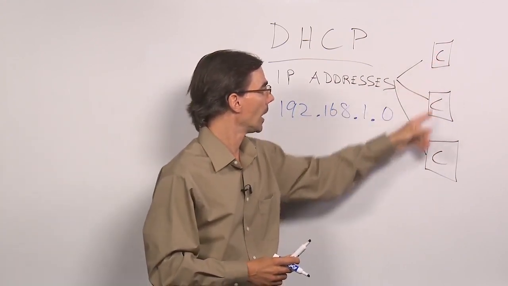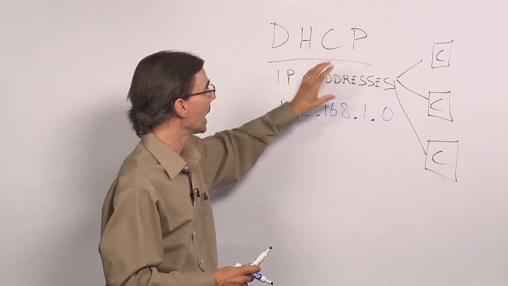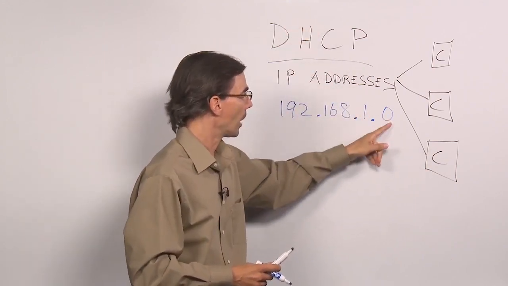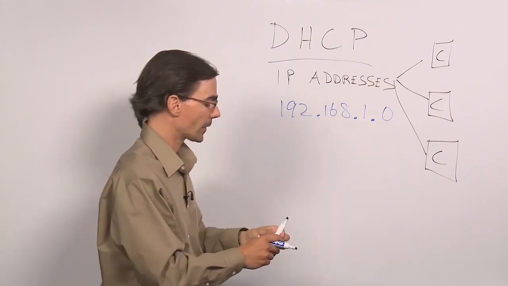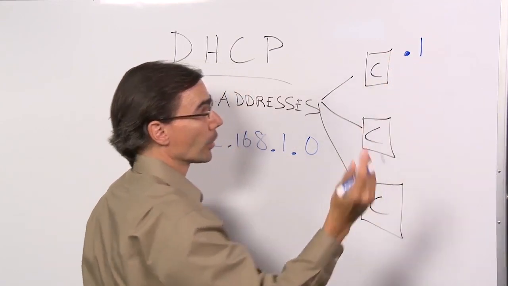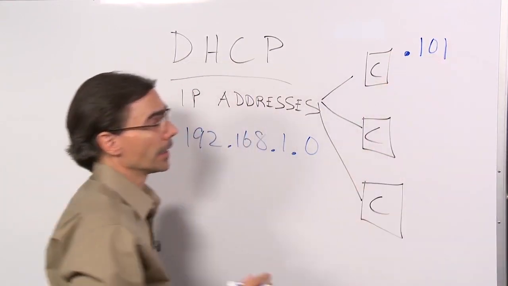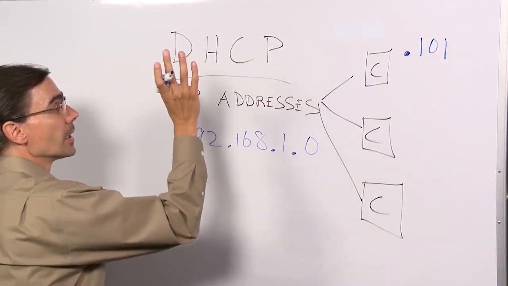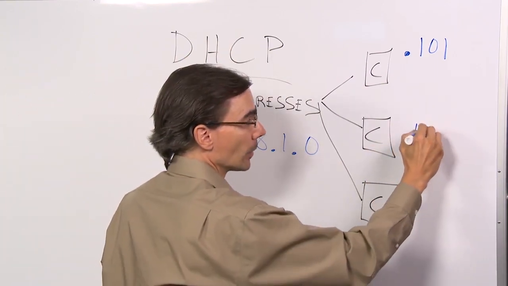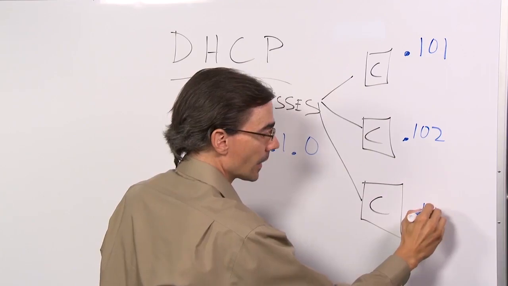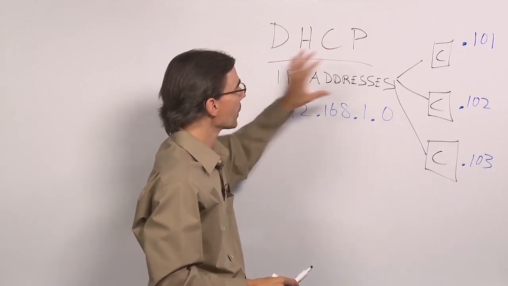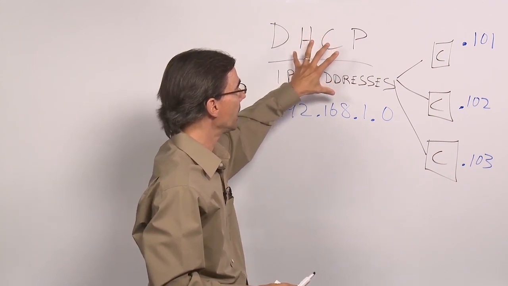And each computer on the network will automatically get an IP address on this network number, .1, .2, .3, and so on. So computer 1 over here might get .1, or it could be .101. It depends on how you set the DHCP scope or range of addresses. This computer would get .102. This computer would get .103. And it's the SOHO router that hands out the DHCP addresses.